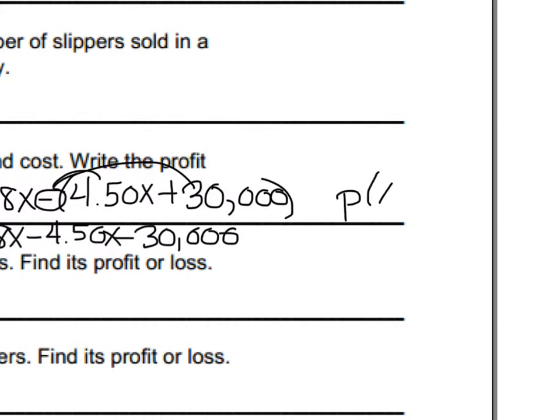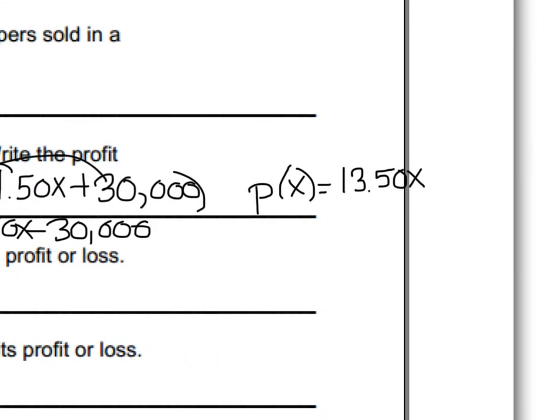So our final profit statement would be $13.50 for every slipper, and now minus the $30,000 of annual costs.